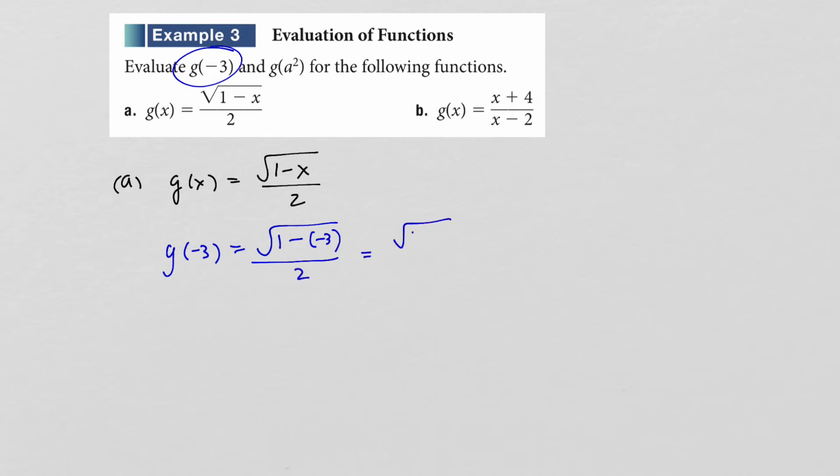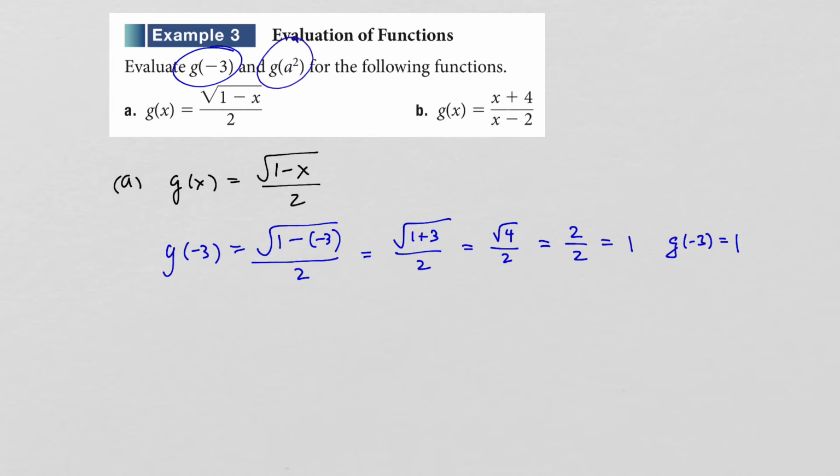Do the math here. 1 minus minus 3 means 1 plus 3. And that's the square root of 4. And that's 2, and then don't forget to divide by 2, so in the end we get 1. So again, g of negative 3 is 1. So when I plug a number into a function, I get a number.